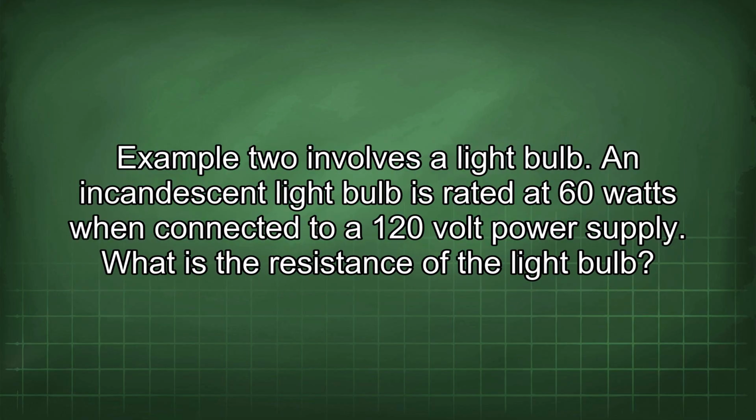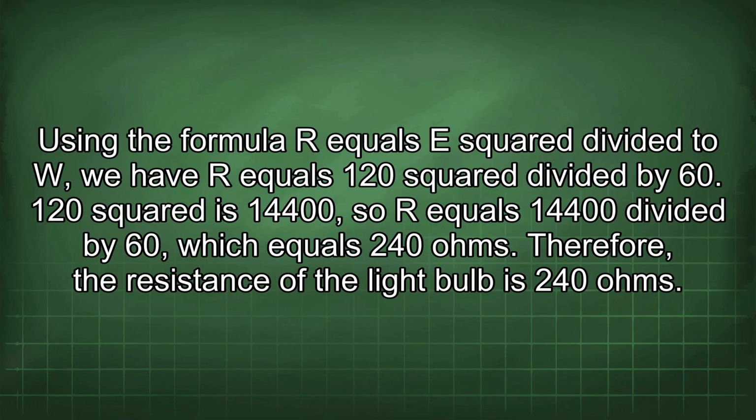Example 2 involves a light bulb. An incandescent light bulb is rated at 60 watts when connected to a 120 volt power supply. What is the resistance of the light bulb? Using the formula R equals E squared divided by W, we have R equals 120 squared divided by 60. 120 squared is 14,400. So R equals 14,400 divided by 60, which equals 240 ohms. Therefore, the resistance of the light bulb is 240 ohms.